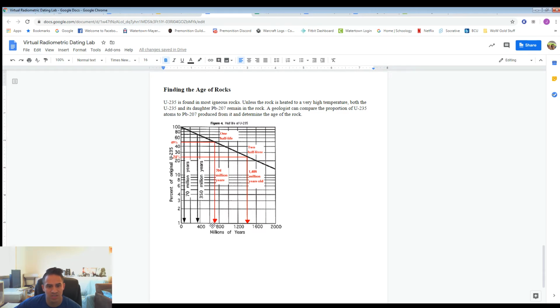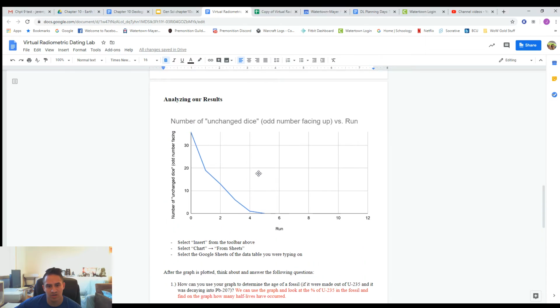For a rock that's 49% uranium, we go over from 49% until we hit the graph, then go down and see how many millions of years have occurred, about 704. If it's about 24%, we go over again until we hit the graph and go down, and we have about 1,408 million years. That would be 2 half-lives. This graph is similar to the one we just made. We didn't graph percentage on the y-axis, but we could have, and we didn't graph millions of years on the bottom. We graphed number of runs or half-lives.